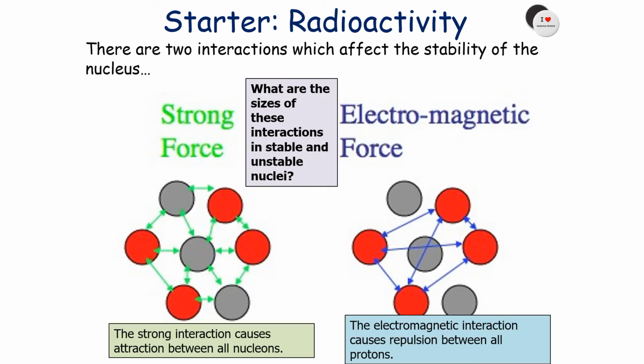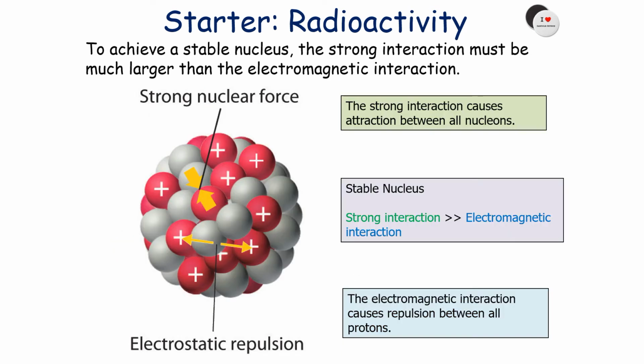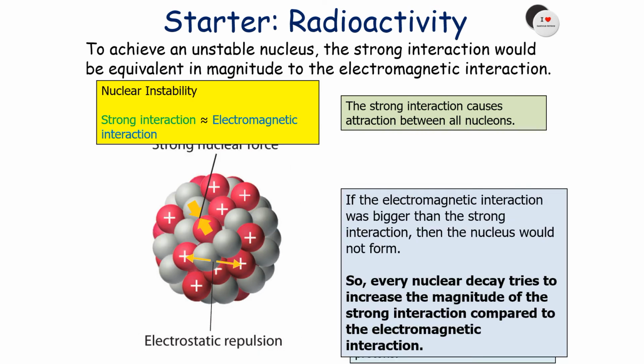So there are two interactions which affect the stability of the nucleus. The strong interaction, which is attraction between all the nucleons, and the electromagnetic interaction, which causes repulsion between the protons. So like we said before, an unstable nucleus is where the strong interaction is not much larger than the electromagnetic, whilst nuclear stability is where the strong interaction and the electromagnetic interaction are of similar size.